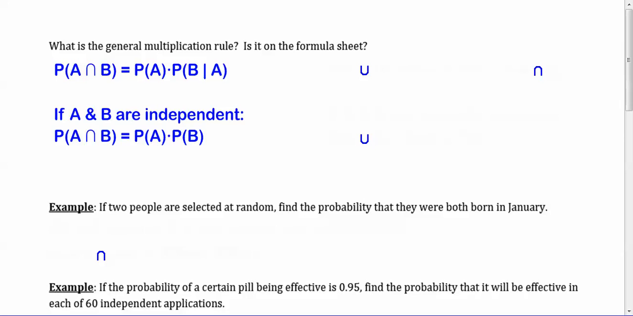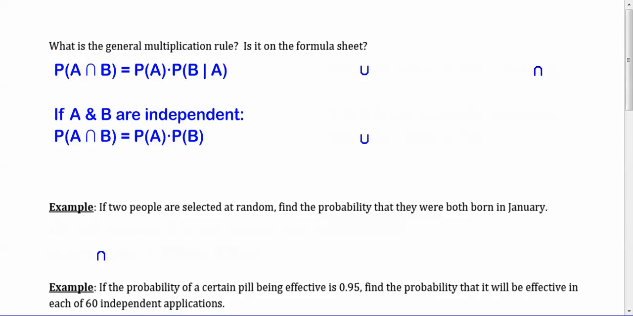That's not the definition of independence. Remember, the definition of independence: two events are independent if and only if the probability of A is equal to the probability of A given B. But this is a consequence of when things are independent.